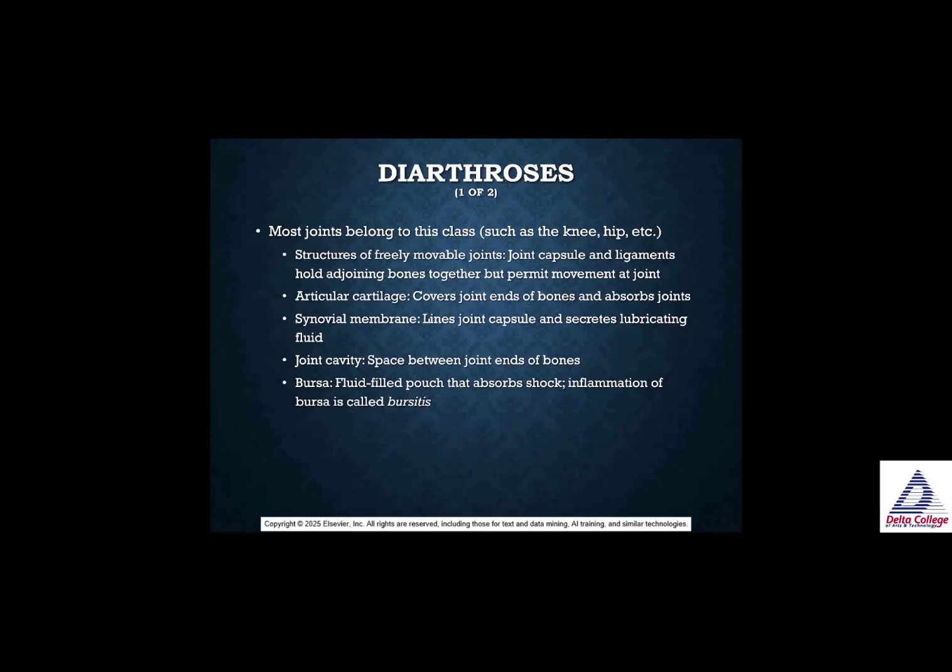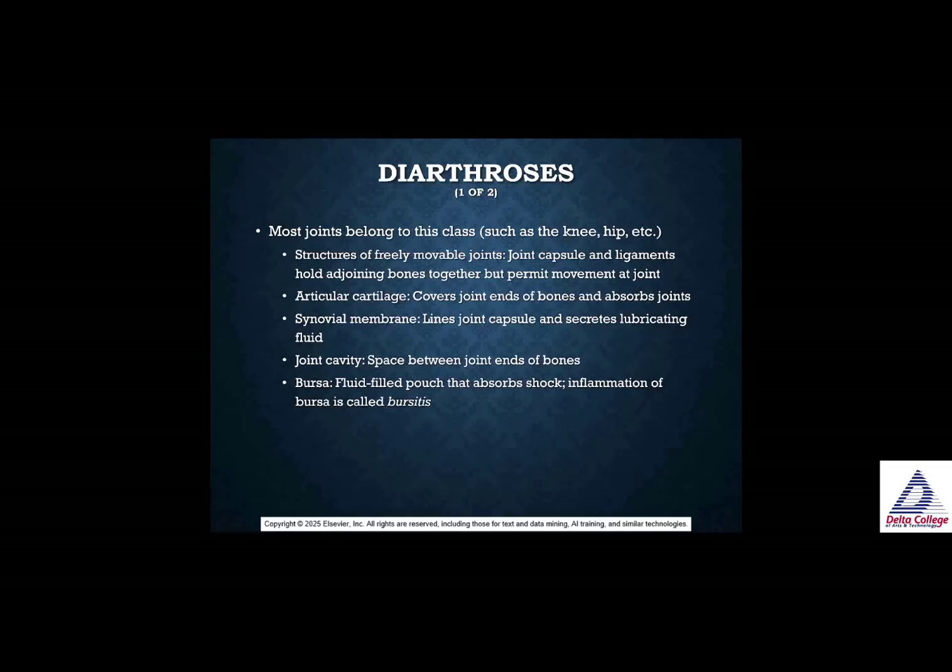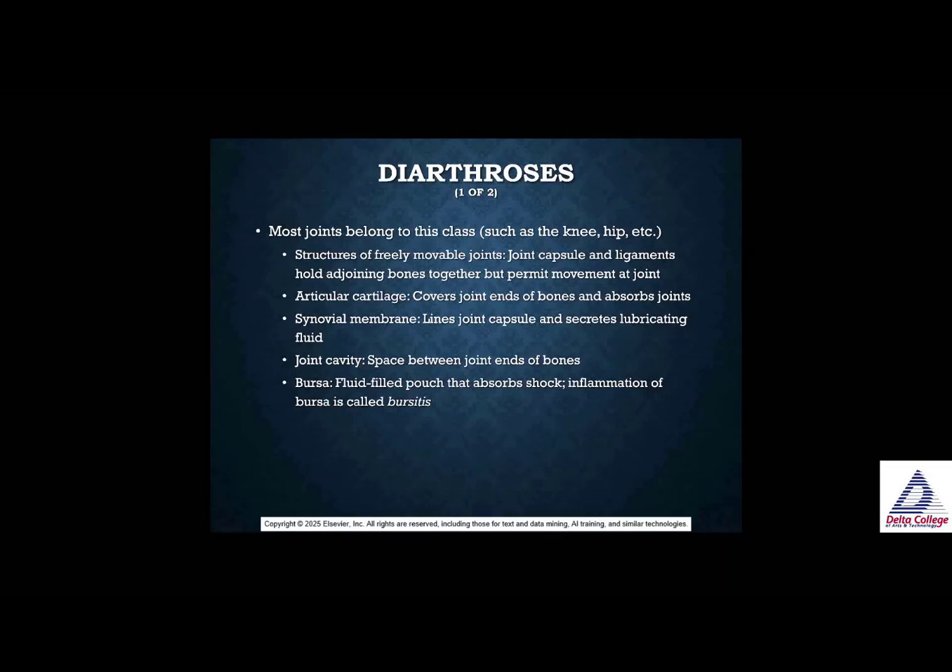Structures of freely movable joints. The joint capsule and ligaments hold adjoining bones together but permit movement at the joint. The articular cartilage covers the joint ends of bones and absorbs shock. The synovial membrane lines the joint capsule and secretes lubricating fluid. The joint cavity is the space between the joint ends of the bones, and the bursa is a fluid-filled pouch that acts like a shock absorber. Inflammation of the bursa is known as bursitis. Remember, itis, inflammation.